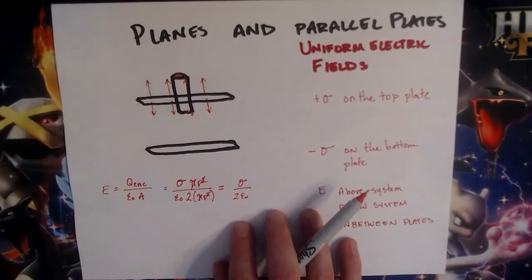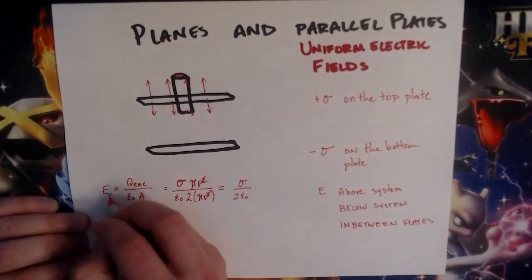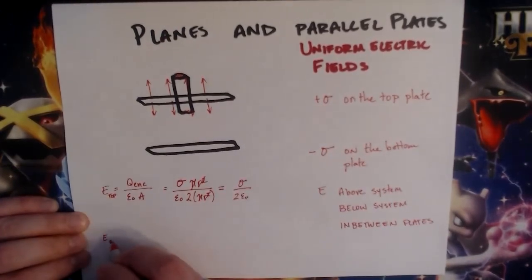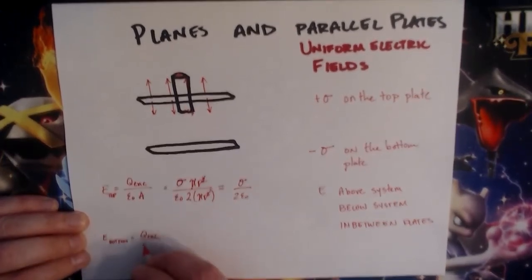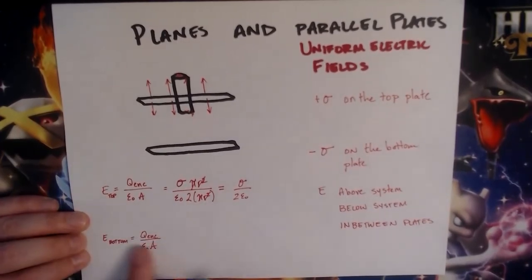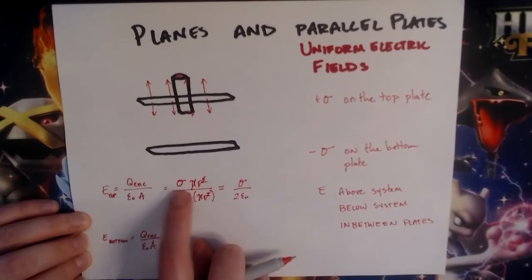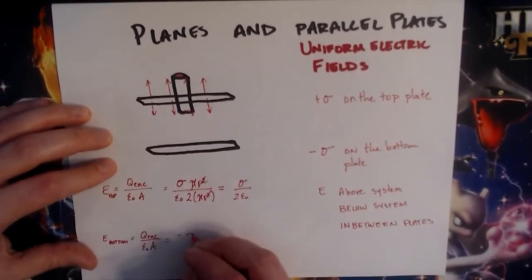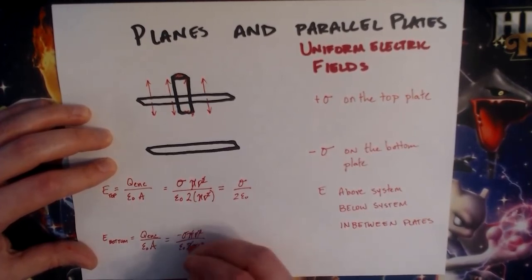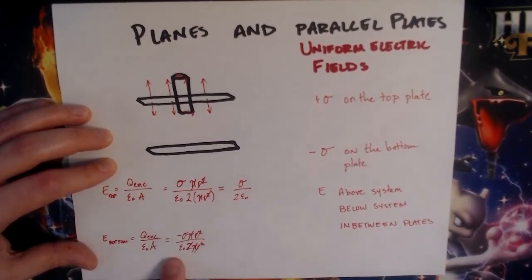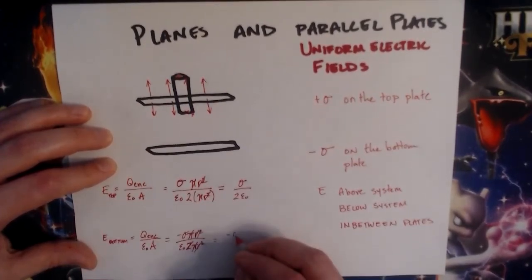Well, what would it be for the bottom plate? I'll call this the top plate. We get the same idea for the bottom plate, and we find that to be Q enclosed over epsilon naught A. Doing the same substitution, except now we have a negative sigma. So I have negative sigma pi r squared over epsilon naught 2 pi r squared. Oops, this 2 stays. That pi cancels out with that pi. That r squared cancels out with that r squared. And we're left with negative sigma over 2 epsilon naught.